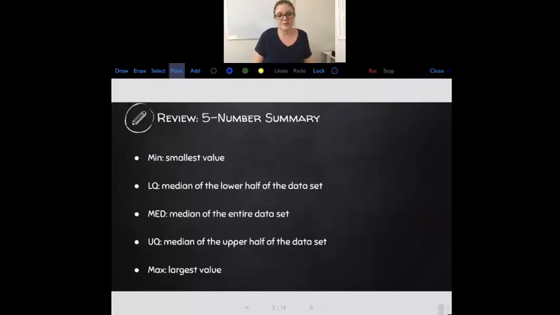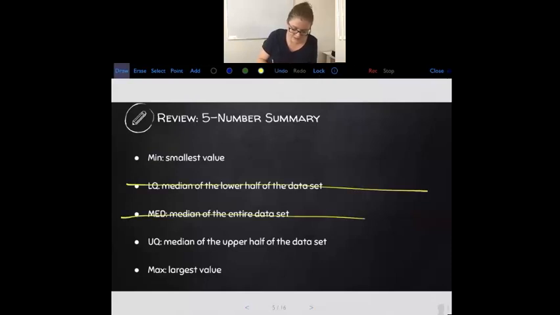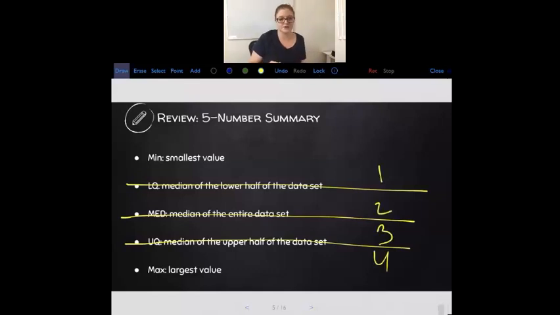The 5-number summary actually breaks the data set up into quarters. Just as a review, the minimum is the smallest value, the lower quartile is the median of the lower half, the median is the median of the entire data set, the upper quartile is the median of the upper half of the data set, and your max is your largest value. This divides your data into quarters as follows: the lower quartile, the median, and the upper quartile, so there are 1, 2, 3, 4 quarters.